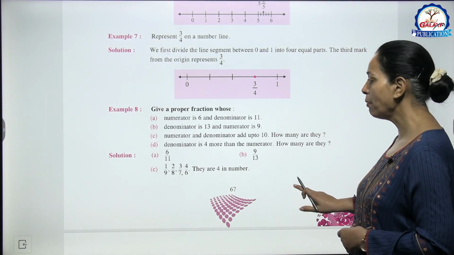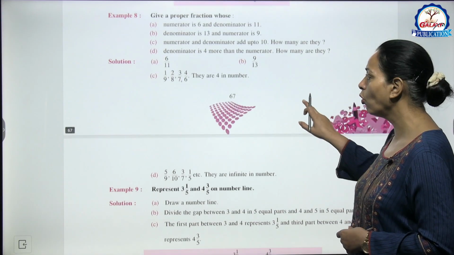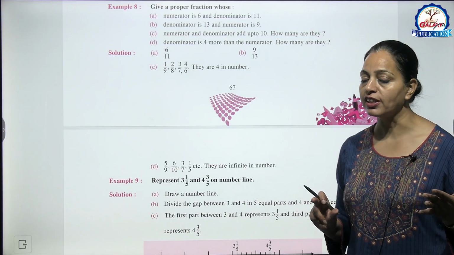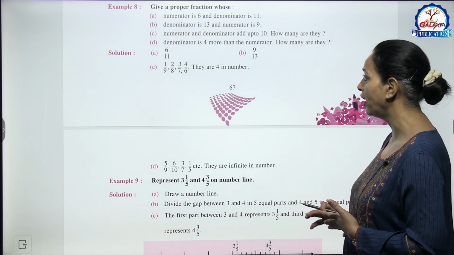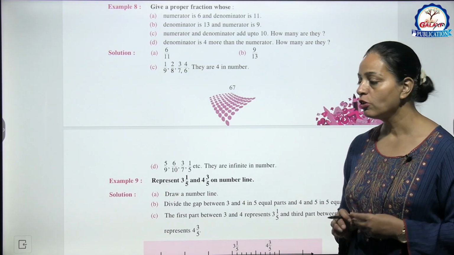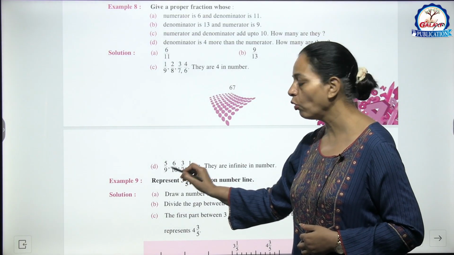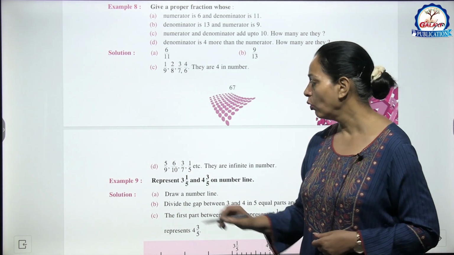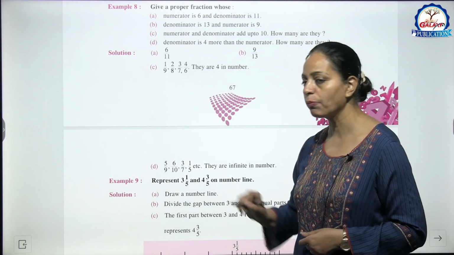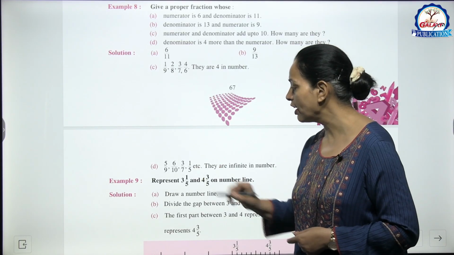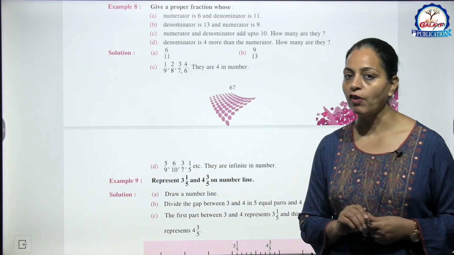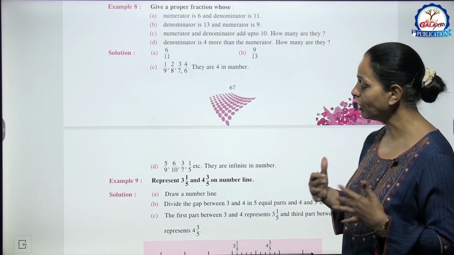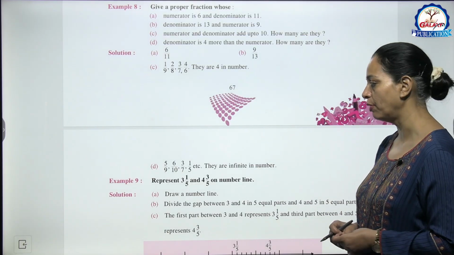Okay, now D part, denominator is 4 more than the numerator. The denominator should be 4 more than the numerator. And how many are they? So D part, 5 upon 9 because 9 is 4 more than 5. Okay, if we take 6, 6 upon 10, 3 upon 7, 1 upon 5. So they are infinite in number. We can make so many, okay, uncountable, right?